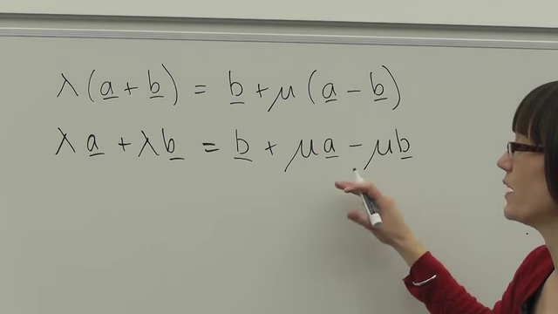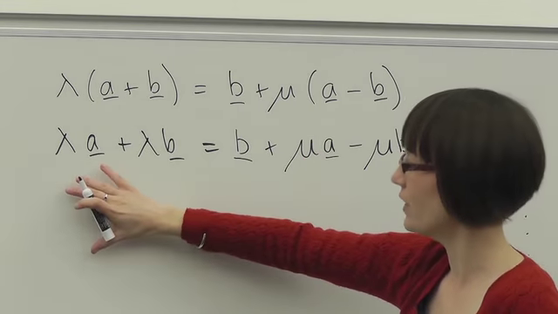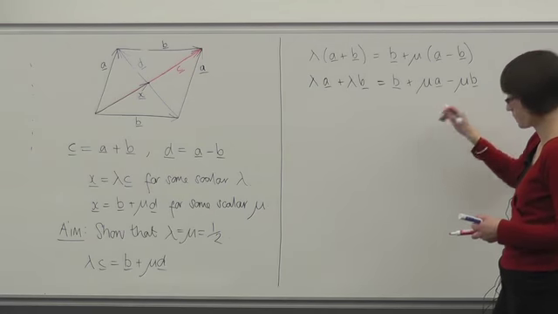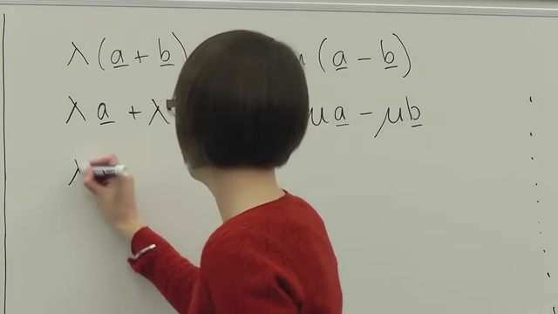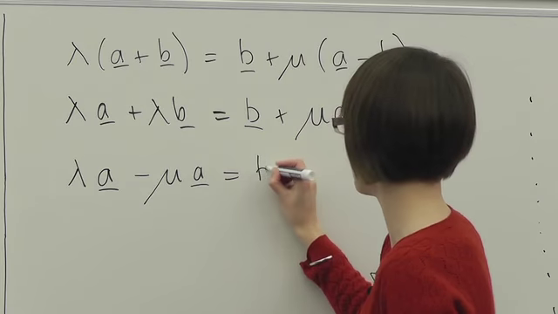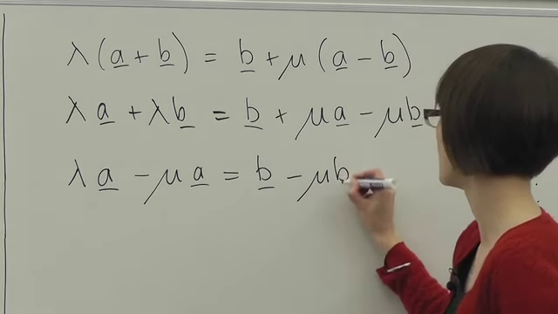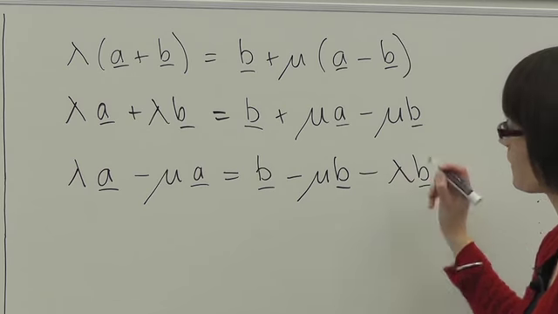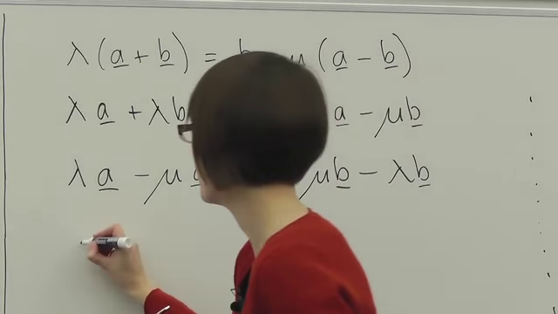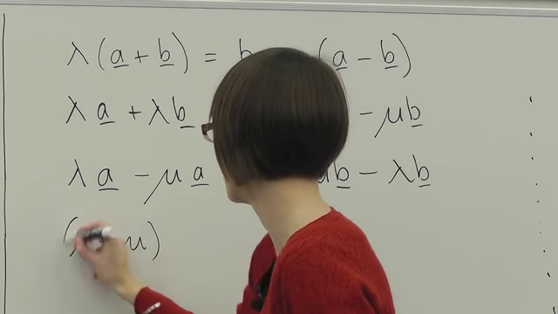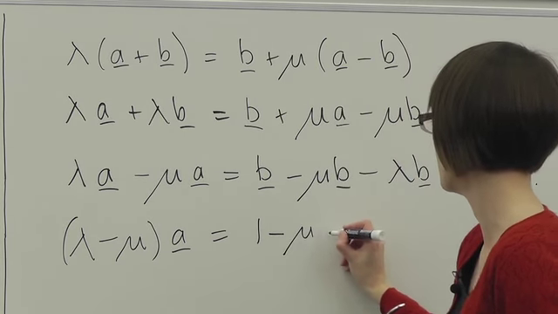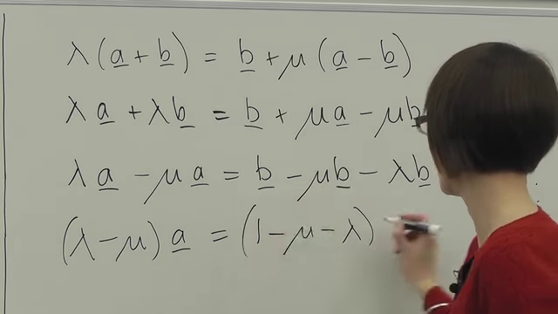And now I think I'll rearrange my terms so that I've got all the terms involving A on the left-hand side and all the terms involving B on the right-hand side. So that's going to give me that lambda A minus mu A is equal to B minus mu B minus lambda B. And then I'll tidy up a little bit, so I'm going to factorise again, and I've got (lambda minus mu) times A is equal to (1 minus mu minus lambda) times B.